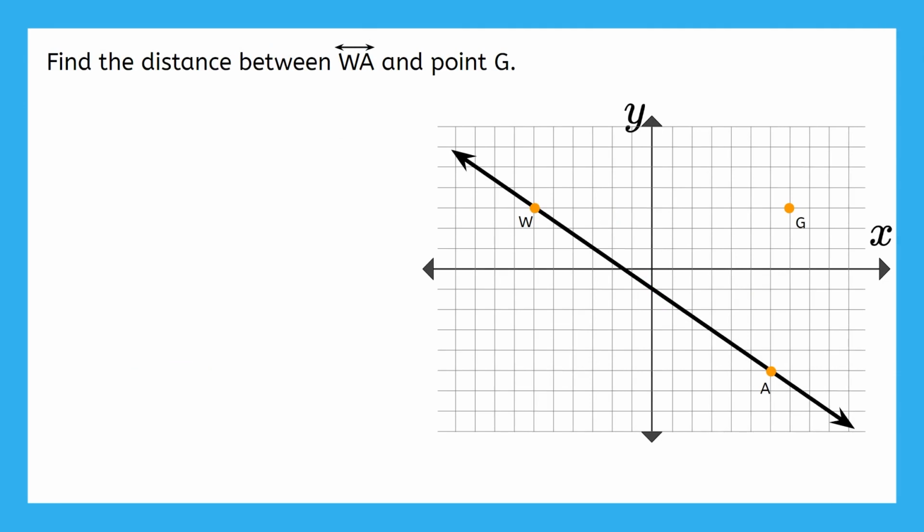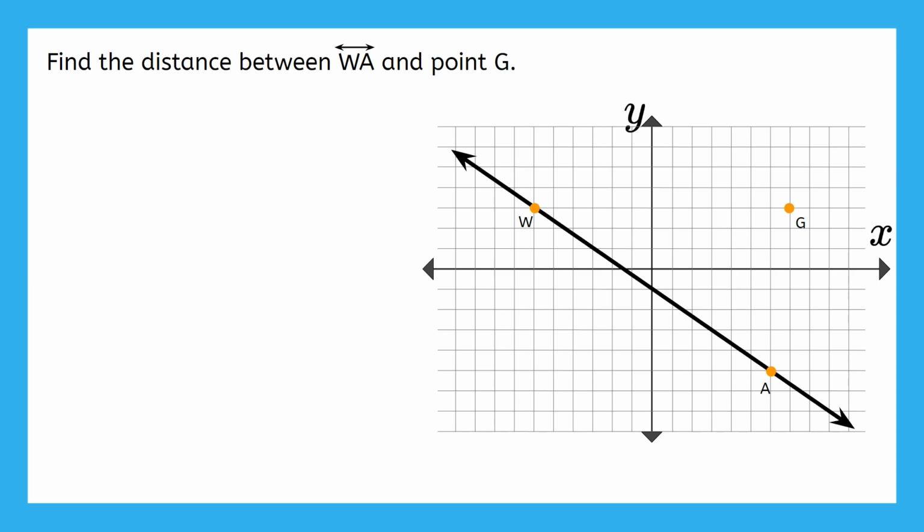Let's do one more example together. This problem tells us to find the distance between line WA and point G. What do you think would be a good first step in this problem? Since we know the shortest distance will be along a line perpendicular to line WA, let's find that perpendicular slope first. Go ahead and do that now.